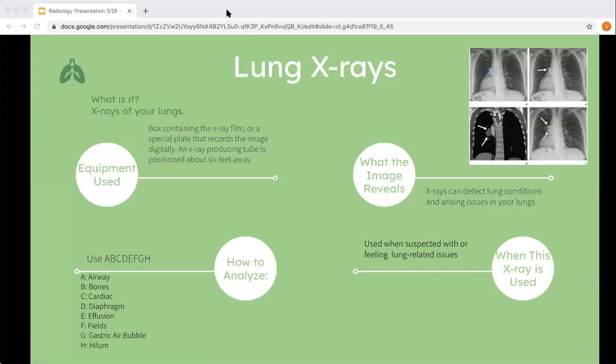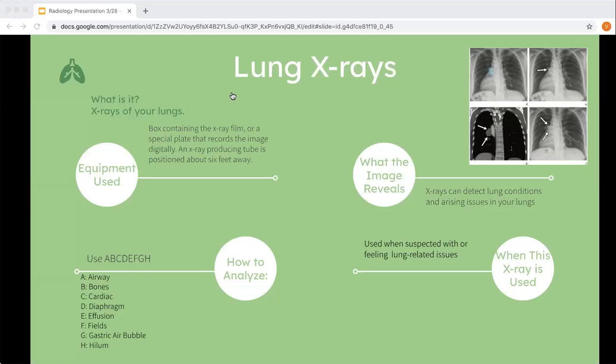Lung X-rays are X-rays of your lungs. The equipment typically used for lung X-rays consists of a wall-mounted, box-like apparatus containing the X-ray film or a special plate that records the image digitally. An X-ray producing tube is positioned about 6 feet away. The equipment may also be arranged with the X-ray tube suspended over a table on which the patient lies. A drawer under the table holds the X-ray film or digital recording plate.